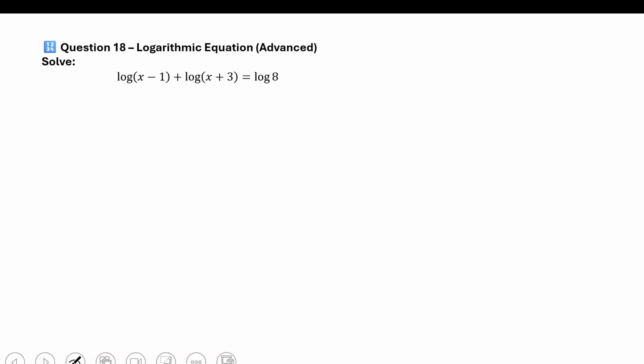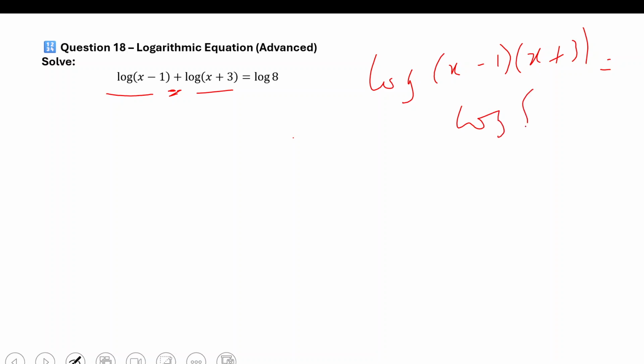Okay, so I have this again, advanced logarithmic equation. On this side of the equation, you have this log, and this plus. What I say is that when you see a plus there, it becomes a multiplication. So it's the same thing as saying log, then you multiply this one by this one, to give us log 8. The log here cancels out, so it's (x minus 1)(x plus 3) is equal to 8.